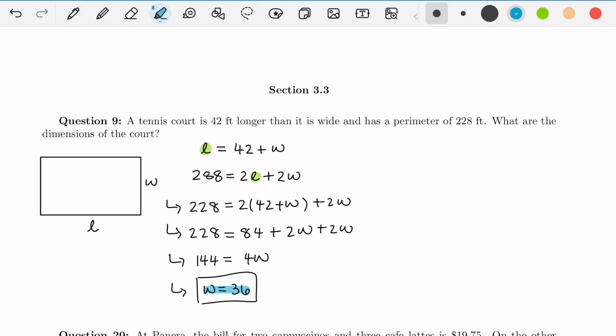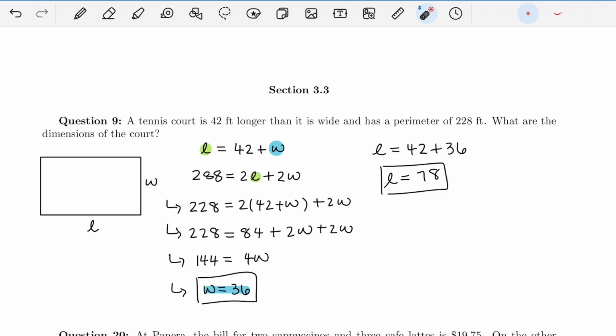Now with this information, I can plug it directly into our first equation and find the length of this court. Doing so, we get that the length of this court is going to be 78 feet. All right, so that's how we do an example like this, and then we can always check our answer by plugging this solution in for our variables and making sure it satisfies both equations.